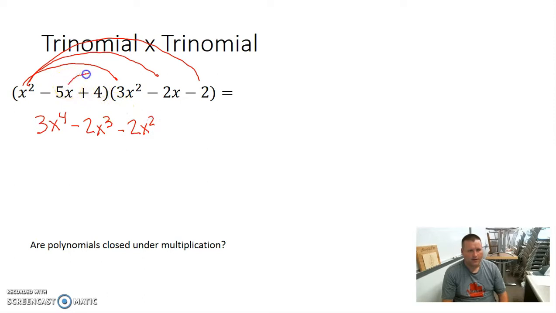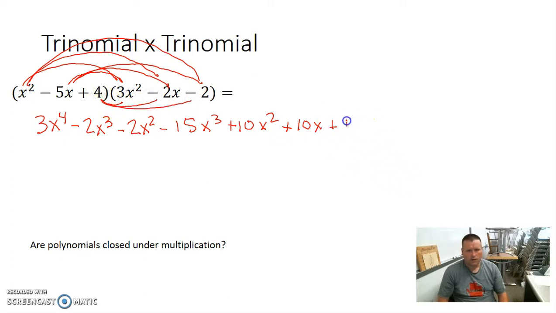Then I'm going to take my -5x and multiply that to everything. So I get -5x times 3x squared, which will give me -15x to the third. -5x times -2x, which gives me +10x squared. And then -5x times -2, which gives me +10x. Then the last thing, I got to multiply my 4 to everything. So 4 times 3 is 12x squared. 4 times -2 is -8x. And then 4 times -2 gives me -8.